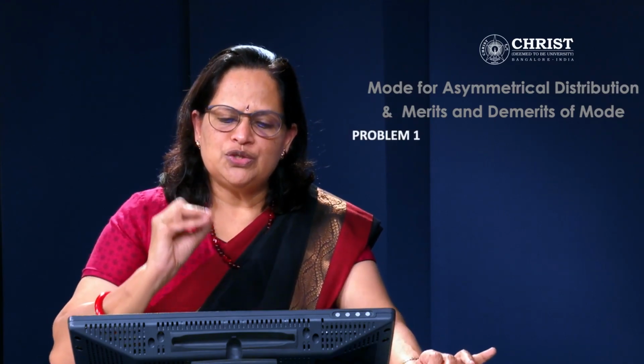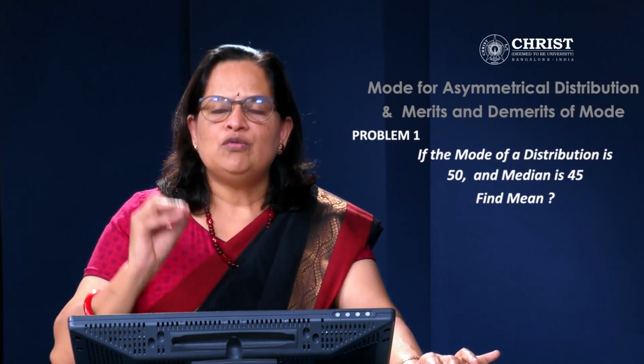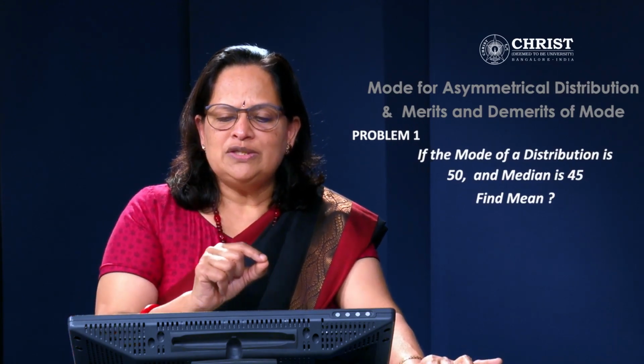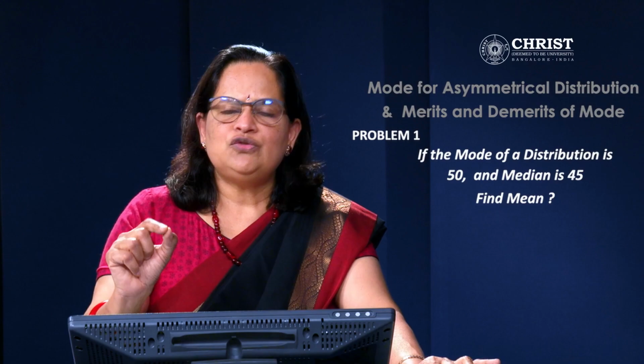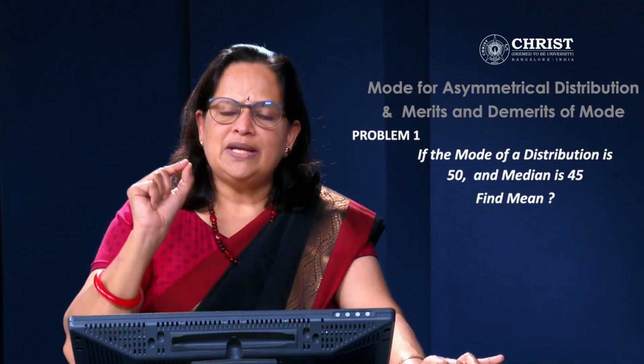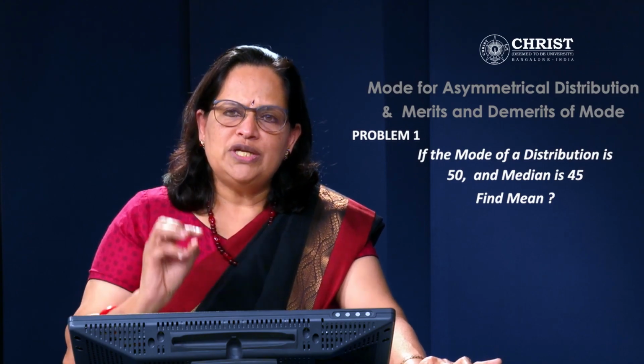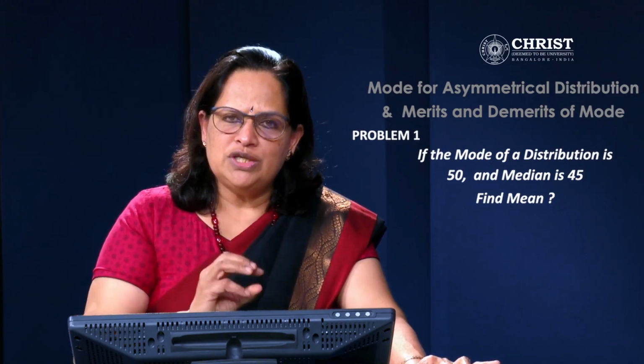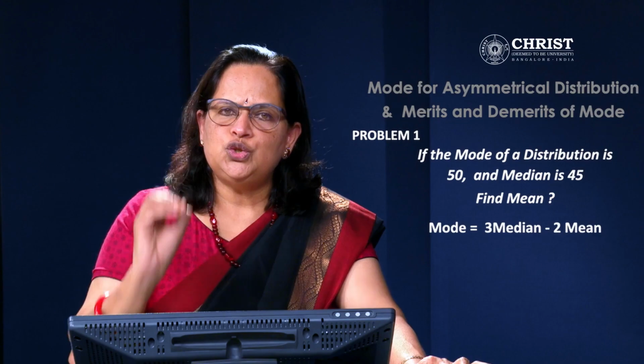Now, the first problem: if the mode of a distribution is 50 and median is 45, what is the mean? So mode value is there and median value is there. We have to find out the value of mean. So the equation you have to remember, in an asymmetrical distribution, mode is calculated using the equation mode is equal to 3 median minus 2 mean.